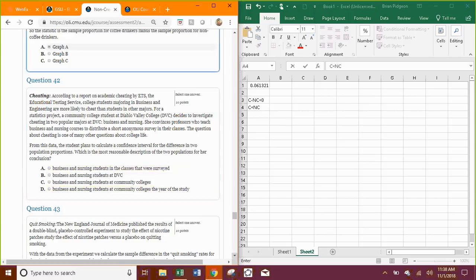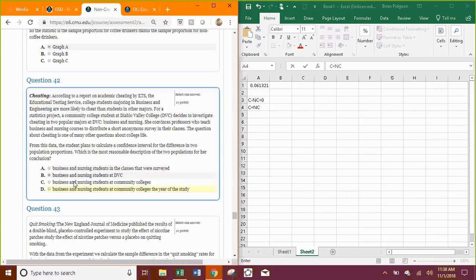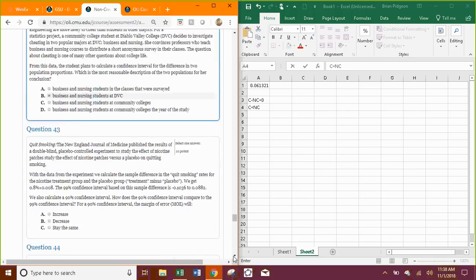Well, business and nursing. Business and nursing in the classes that were surveyed. Business and nursing here at DVC. Business and nursing at the community college. At community colleges, no. No. So it's going to basically be nursing courses.